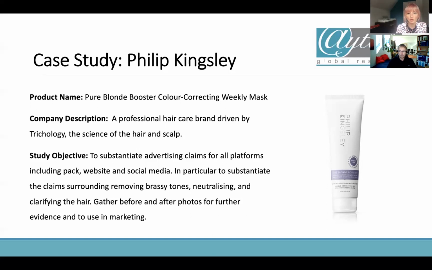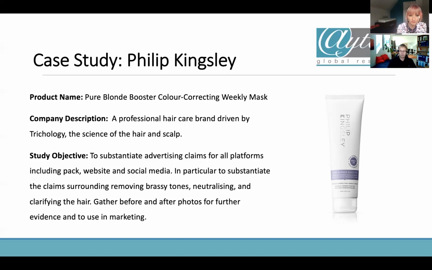So the case that I want to talk about is a brand called Kingsley. I'm not sure if you're familiar with them, but they're a hair care brand. They're very much driven by the science behind hair. The product we're looking at particularly today is a Pure Blonde Booster. So it's a color correcting mask. So obviously for blonde hair, put it on your hair and it should get rid of the brassy tones that are in the hair.